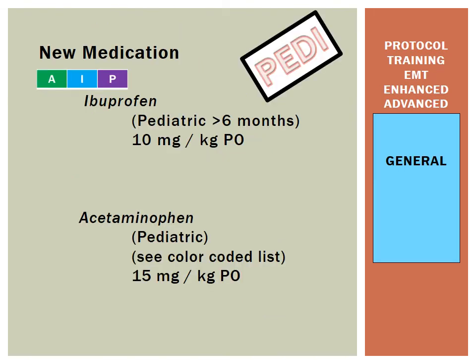Okay, so now we're going to talk about the pediatric dose of these antipyretic medications, ibuprofen and acetaminophen. And this, again, is for our advanced providers only. EMTs will be administering Tylenol and ibuprofen to adults only. So the pediatric ibuprofen dose, and again, the pediatric patient must be greater than 6 months old, is 10 milligrams per kilogram PO. The acetaminophen dose is 15 milligrams per kilogram PO, and the acetaminophen dose can be found in the medication reference section in the color-coded medication charts for pediatric patients.